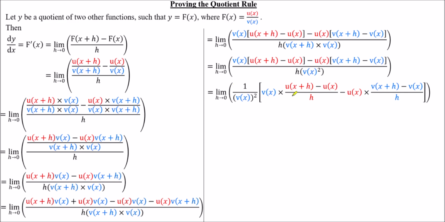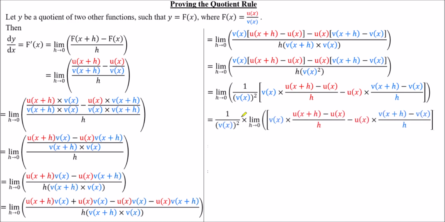So we've got the limit of v of x times the derivative of the function u of x, minus u of x multiplied by the function v of x, as h approaches 0. So next, what we can think about doing here is taking the 1 over v of x squared outside of the limit, because v of x squared here does not depend on h shrinking towards 0. So in terms of this limit, this is essentially almost like a constant. So that can be taken outside of the limit.